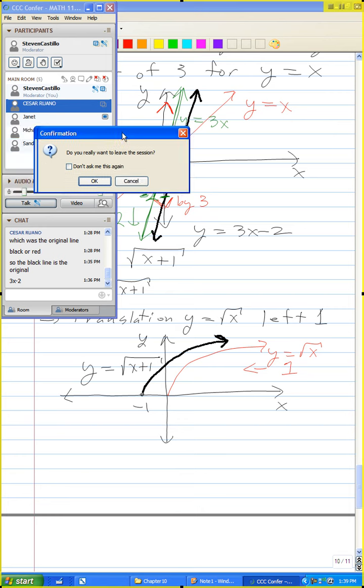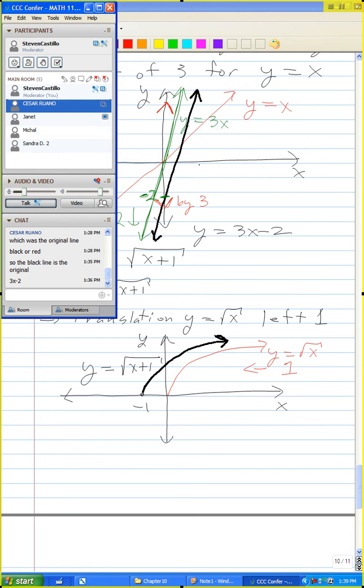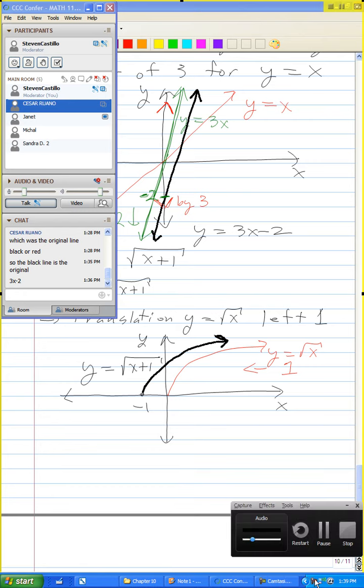Oh, so everyone's got to. Oh, that's right. Actually, everyone's got to leave first, and then, so cancel that. Sorry about that. So let's stop.